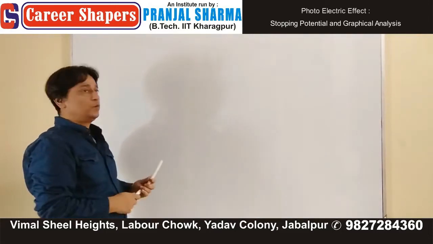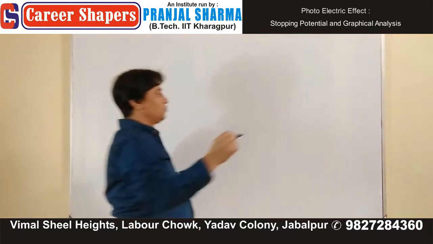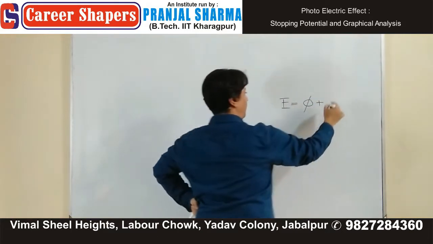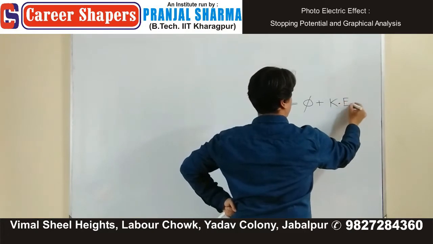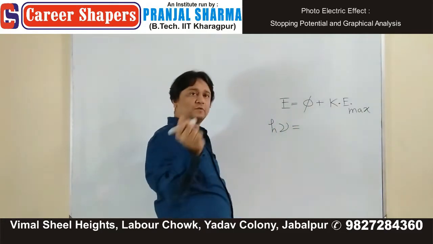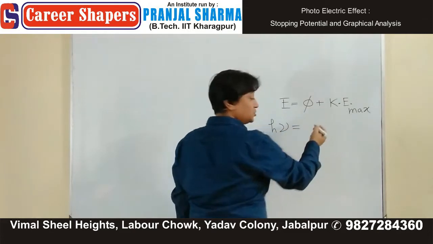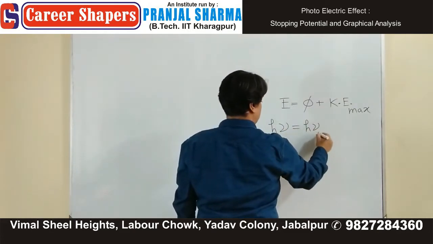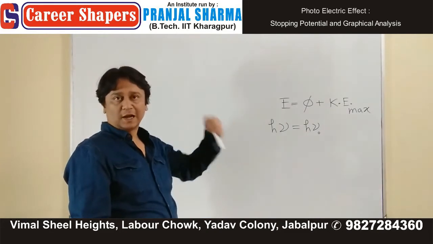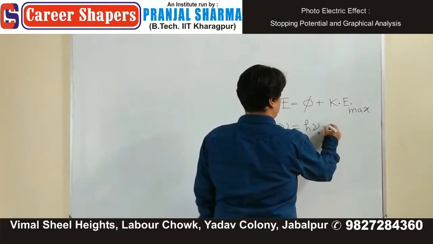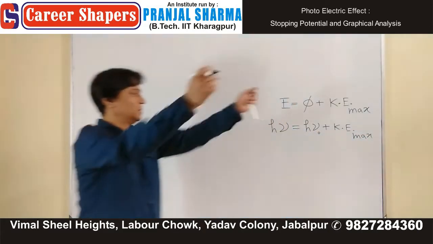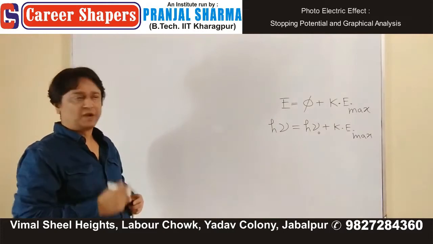Hello everyone, we're discussing the photoelectric effect and we have developed this equation, where E is h nu, the frequency of the incident photon, phi is your work function, and the minimum frequency which you can have so that an electron can come out is nu naught. K max. So this is something which we developed in the previous lecture.